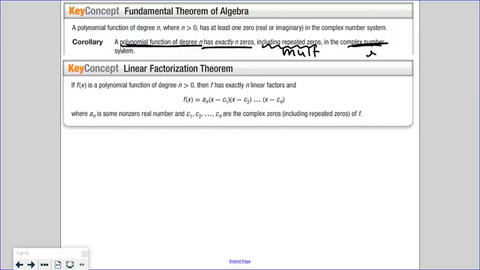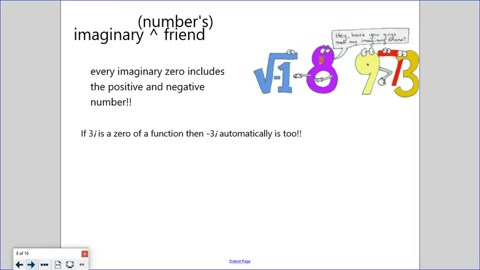And the whole complex number thing, the other thing I want to point out is that imaginary numbers always, always, always come as a pair. They will never come as a singular number, ever. So I say they come with their imaginary friend. You will only ever be told one of them. If you are told that your polynomial has a 0 of 3i, it automatically has a 0 of negative 3i.